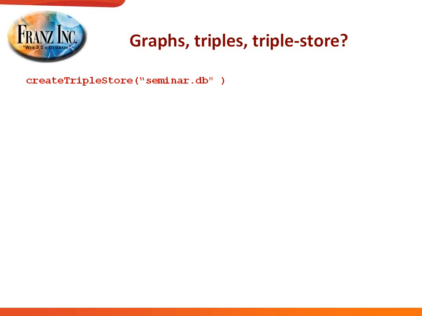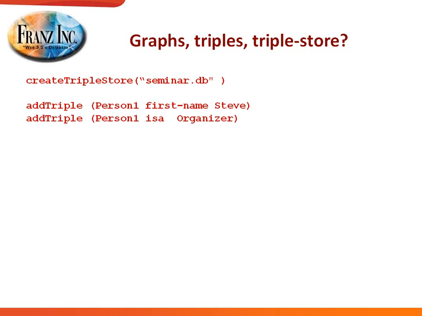What you do is just type create a triple store, and now I have a triple store called seminar.db. And then I can just say anything I want, about everything. So say I want to add some information about a person, Steve. So I would add a triple. Person 1 has the first name Steve. Person 1 is an organizer, and person 1 is 52. Those are 3 triples.